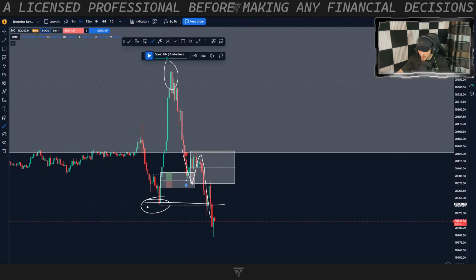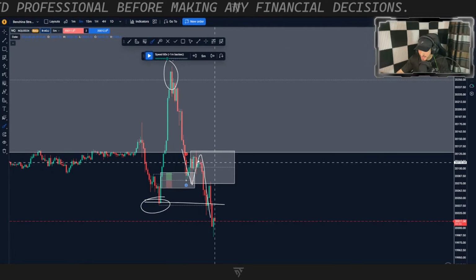But yeah, this is currently, we're trading below that structure, tapping back into that S&DR.